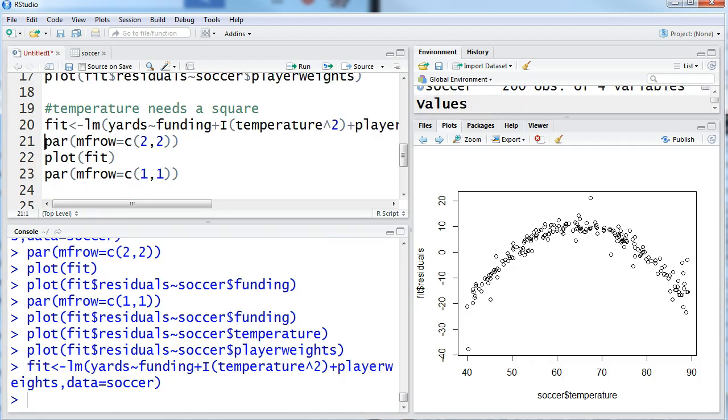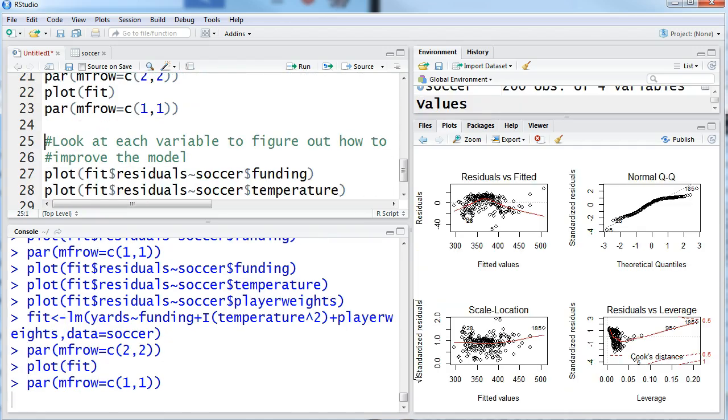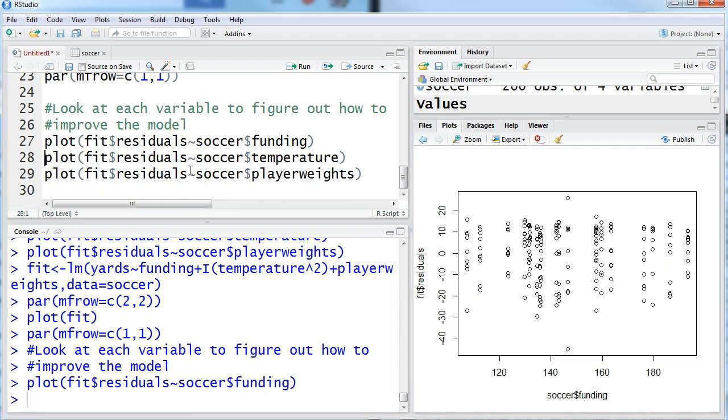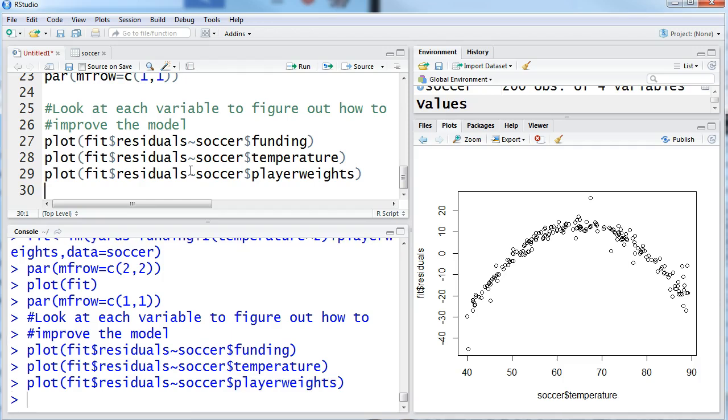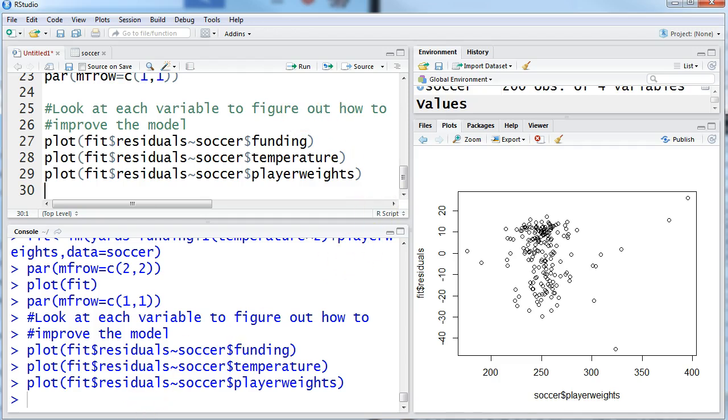There I put in temperature squared, but that doesn't mean I fixed everything. Let's take a look. I still see some bending. I still kind of see that check mark. I don't think we're done yet. Looking at funding, still no clues. Looking at temperature, wow, still has a quadratic. And player weights, looks about the same.